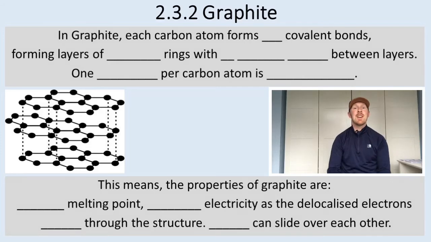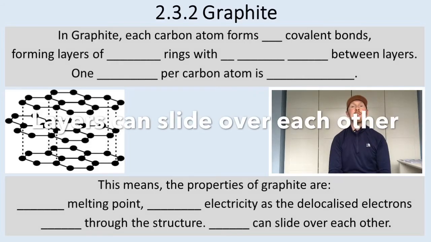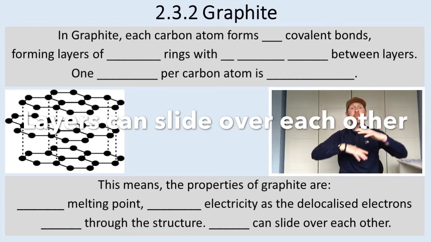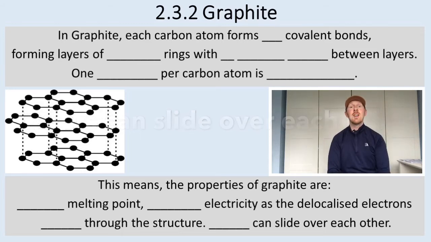And finally, because the layers can slide over each other, graphite is a really good lubricant. So for instance, in car engines, if you use graphite, it'll stop the moving parts rubbing against each other and causing damage. Make sure you know all those things about graphite, and make sure you revise that in particular, because it's going to come up in some sort of context, the structure and the properties of graphite.